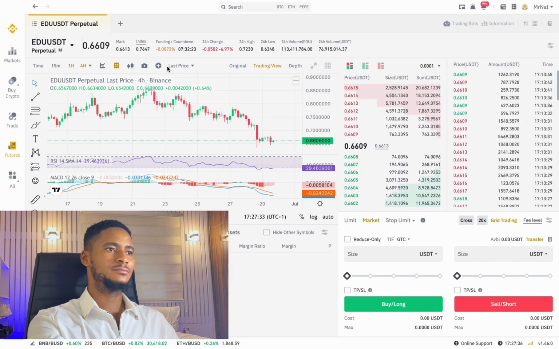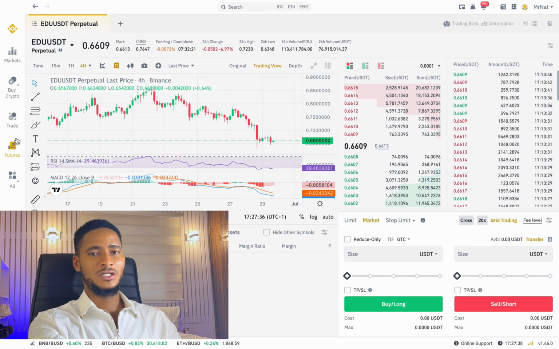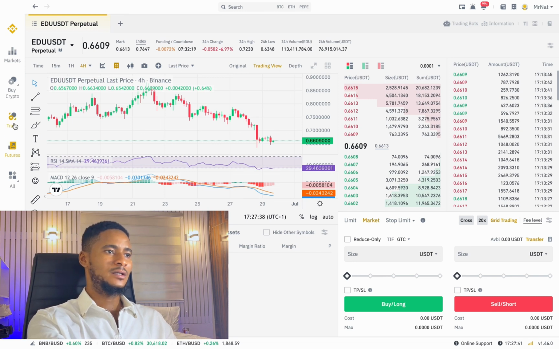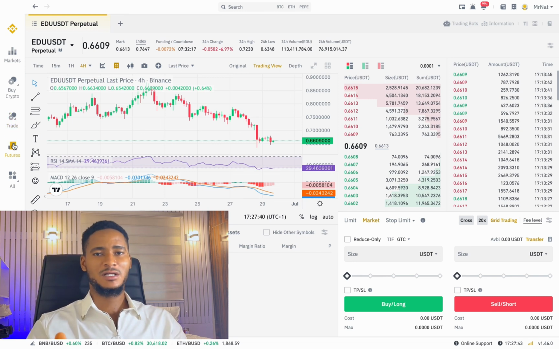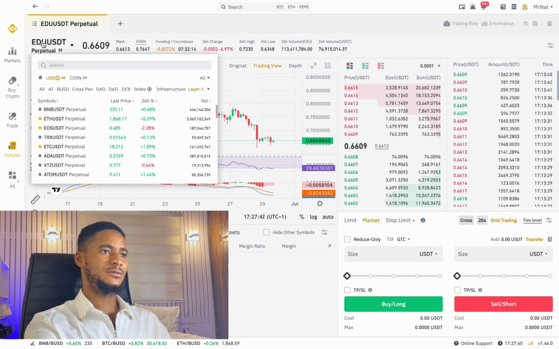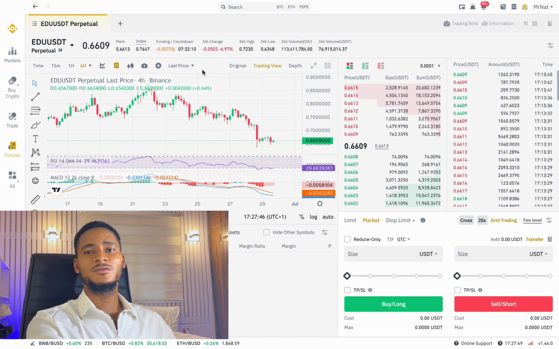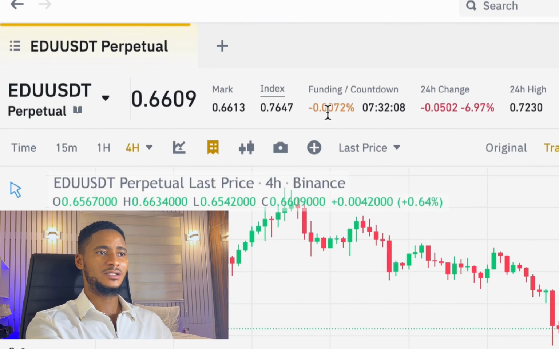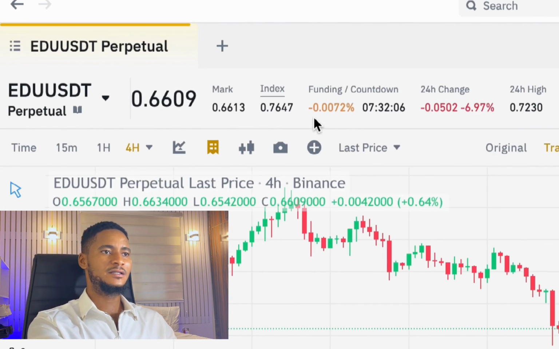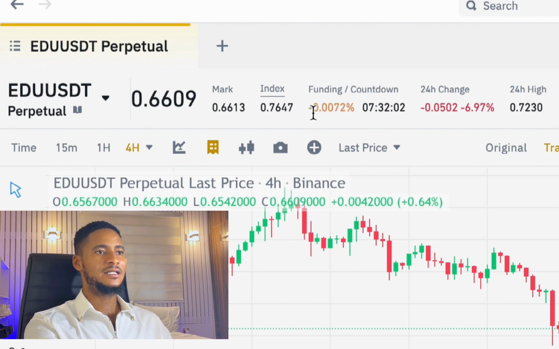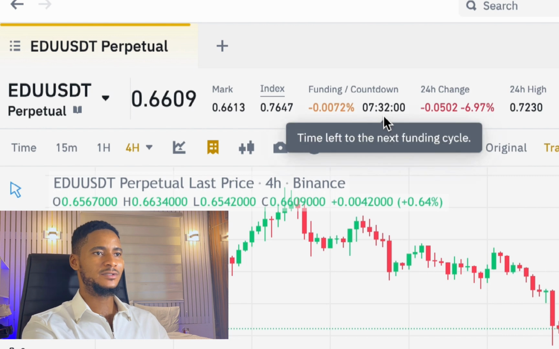This is my futures trade. Let's say we want to work with a particular cryptocurrency, and here I have Jlj.cc. At the top of your screen you would see funding rates. Right now you can see minus 0.0072, and it is negative. You can see the time counting down here.